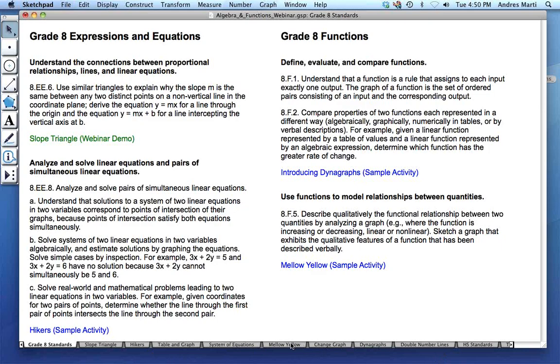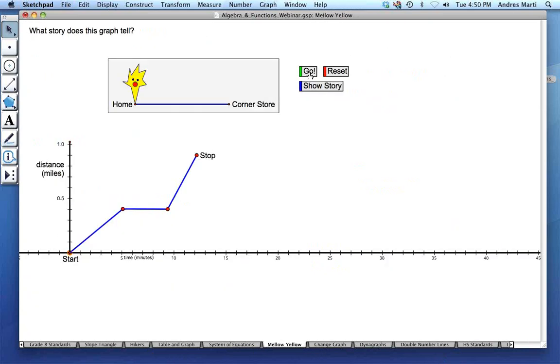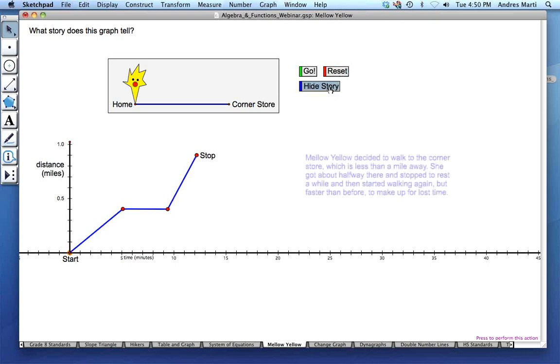So first, Mellow Yellow is the situation. What does this graph tell? You can talk about it, and then you can press go, and you'll see that you have an animation or a simulation of this situation, as well as a graph. Ideally, before I even press go, you'd already have a discussion of what this graph shows. Then you press go and see it, and eventually you have kids come up with a story, and you can see how well it matches with the given story here.